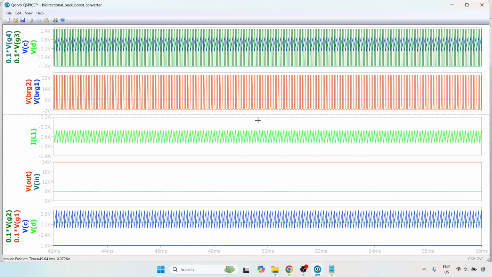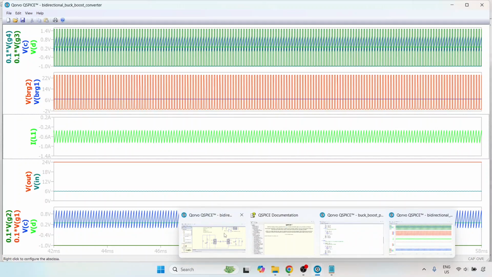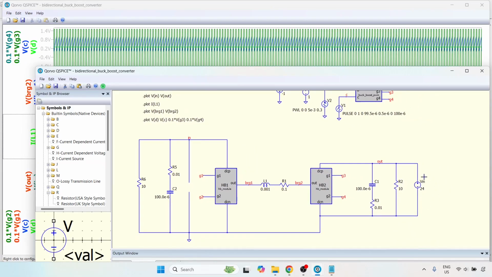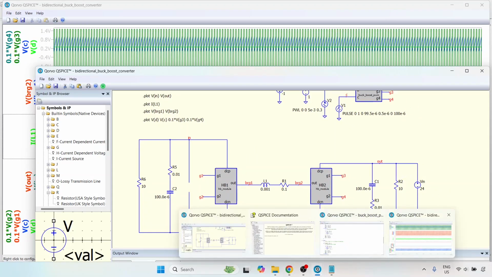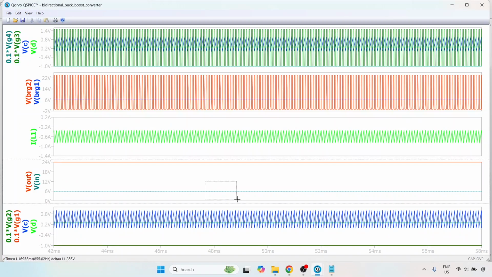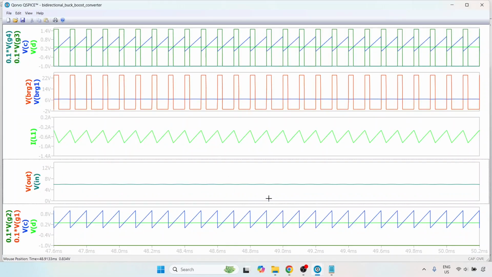The next question you should ask yourself is, what is the output and the input? Now the output is constant at 24 volts, and that is because we have placed a voltage source at the output which holds this output constant. But now let's take a look at what's happening with the input. The input now is 6 volts, which means that the input is lesser than the output. So we have a reverse boost mode of operation.